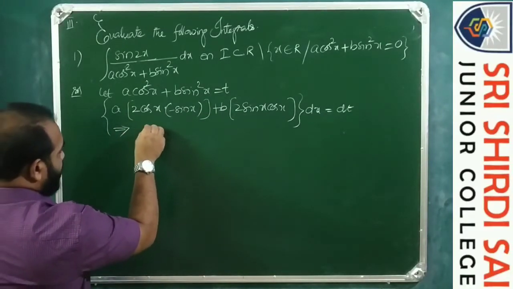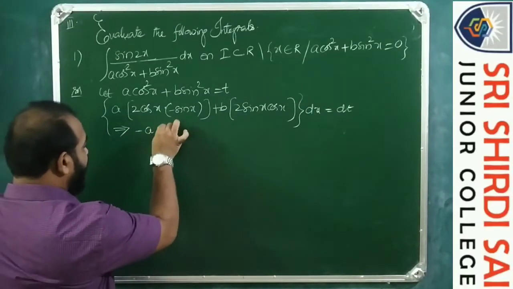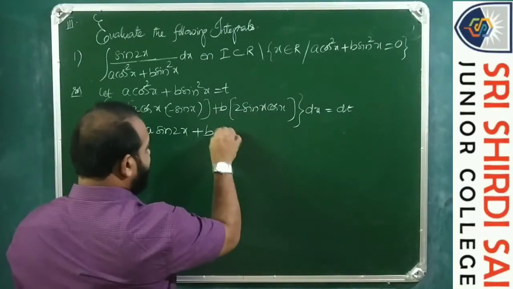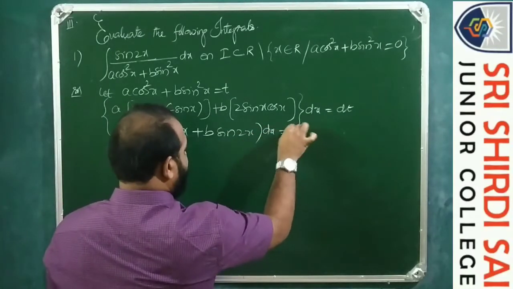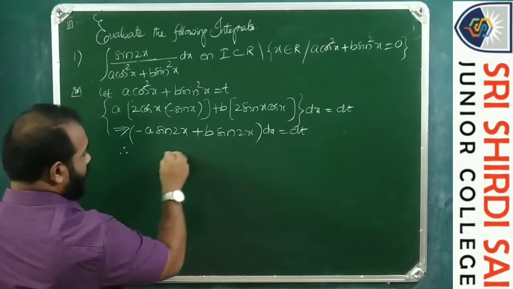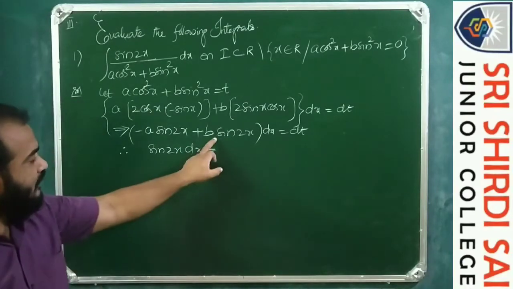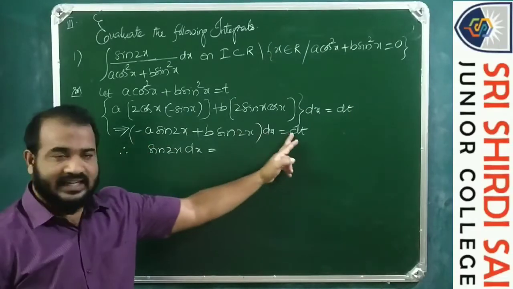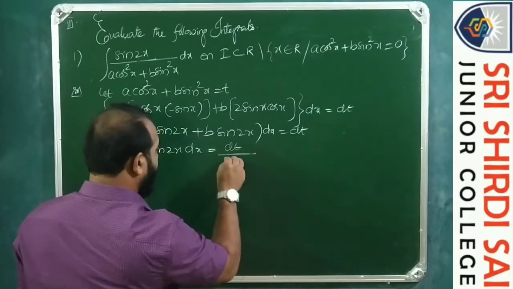So this is equals to a into 2 sin x cos x is sin 2x. So minus of sin 2x plus b into 2 sin x cos x is sin 2x dx is equals to dt. So therefore, sin 2x dx is equals to, if you take sin 2x common, then b minus a sin 2x dx is equals to dt. So sin 2x dx is equals to dt by b minus a.